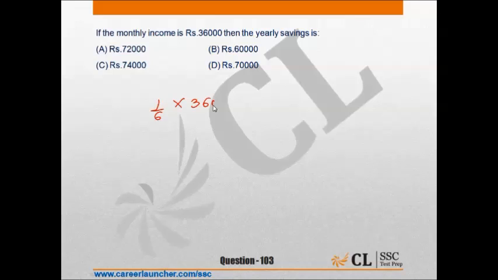So I can say that savings is 1/6 of the monthly income. So 1/6 of the monthly income, that is 36,000, is equal to rupees 6,000. If my monthly savings is rupees 6,000, then my yearly savings would be equal to 6,000 into 12, that is equal to rupees 72,000. So my correct option is A.